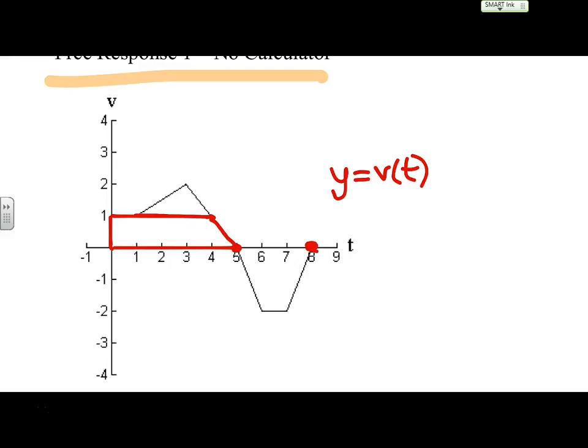I would probably still just use triangles and rectangles on this one. I don't know, it's easier in my head, at least. So then when we go ahead and do, remember area above is positive, area below is negative. So with this triangle, I have a base of 1, 2, and 3, and a height of 1, right? Base of 3 and a height of 1, that would be 3/2, because 1/2 base times height.